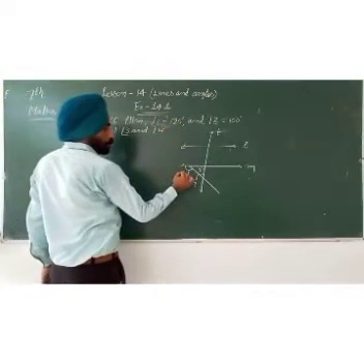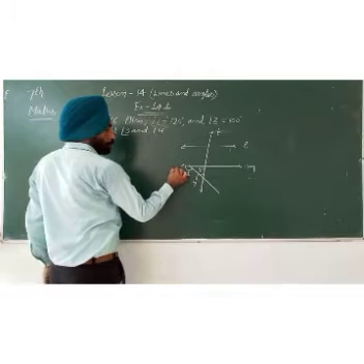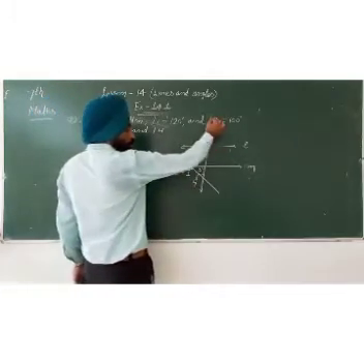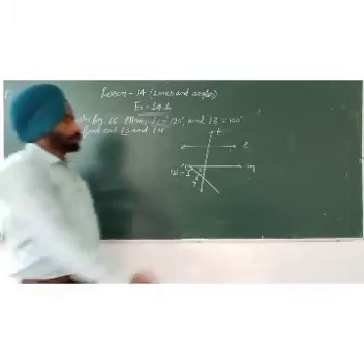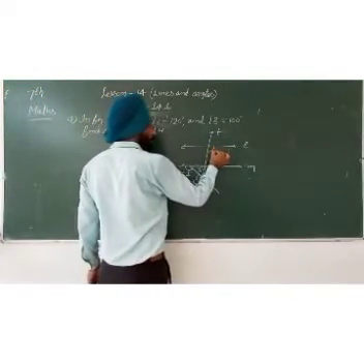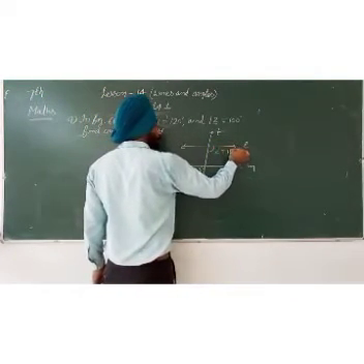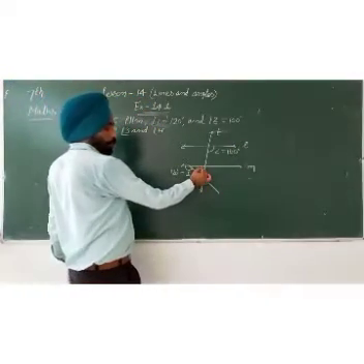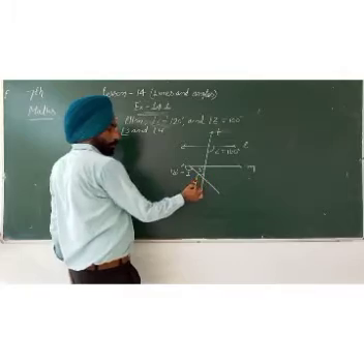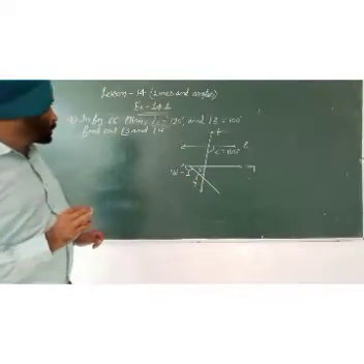Angle 1 is equal to 120 and angle 2 is equal to 100. This is your angle 2, which is equal to 100 degrees. You have to find angle 3 and angle 4, these two angles.